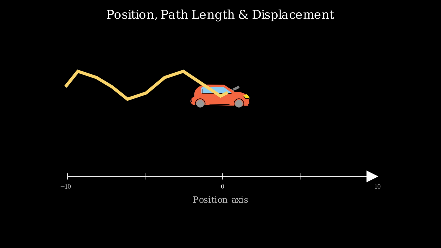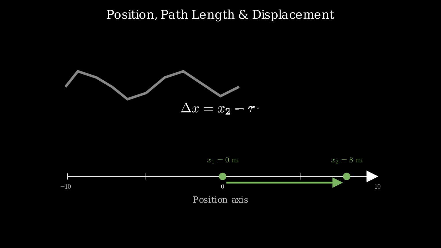But here's the catch. If the car follows a winding path, the total distance it actually travels, called path length, is longer than the straight line distance. Path length is the total distance covered. Displacement is the net change in position, calculated as final position minus initial position. Delta x equals x2 minus x1.